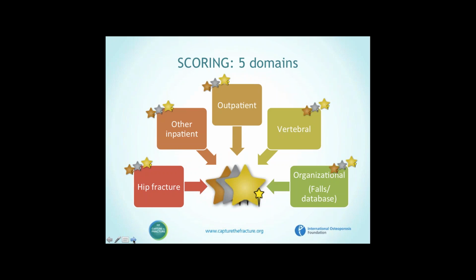So for the scoring, it's across 5 domains. We've chosen these domains because they each require different types of case identification. The first domain are the hip fracture patients. The second domain are other inpatients who don't have hip fractures. The third domain are patients who are only managed in the outpatient setting. The fourth domain are the vertebral fracture patients who aren't captured in the above 3 domains. And the fifth domain is the organizational score, which combines both the falls services and also the database requirements.